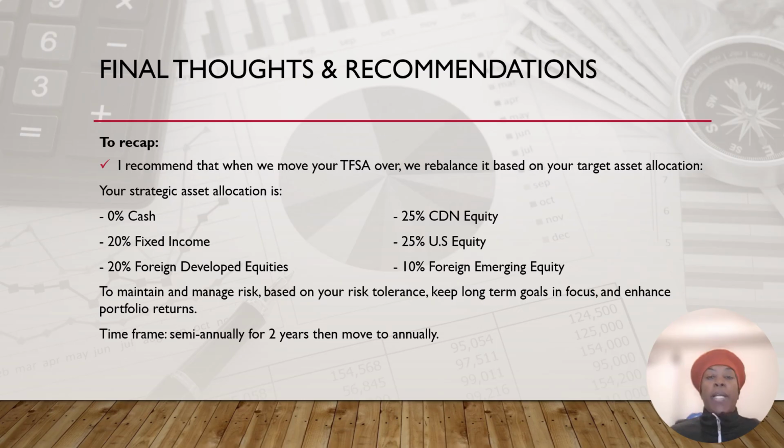And so again, just to recap, I would recommend that we move your TFSA over. We rebalance it based on your target asset allocation, which is 20% fixed income, 20% foreign developed equities, 25% Canadian equity, 25% US equity, and 10% foreign emerging equity. And this would allow us to maintain and manage risk based on your tolerance level while keeping your long-term goals in focus and enhance your portfolio returns.